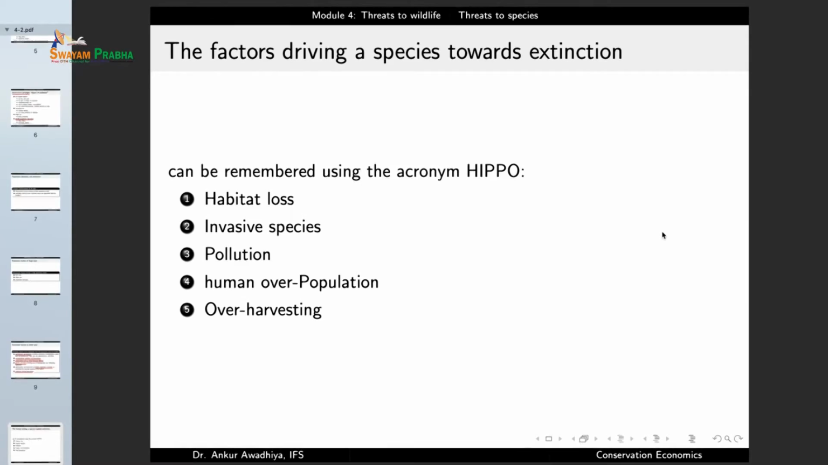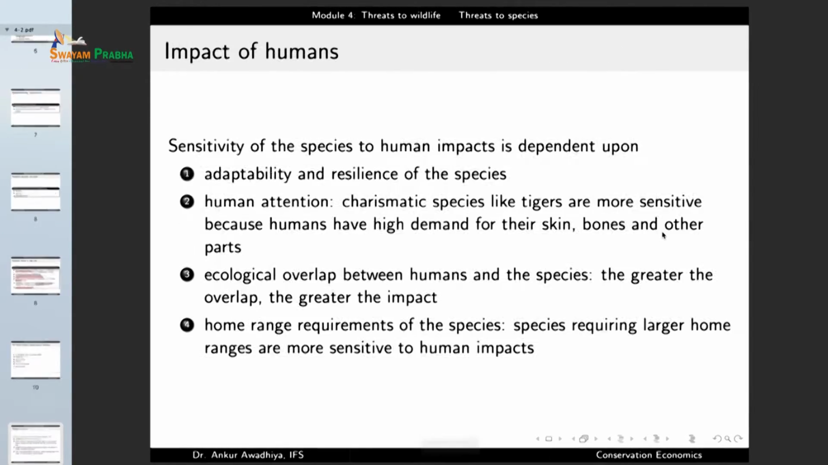So, the factors that drive a species towards extinction are these five factors: the loss of habitat, invasive species that have come into the habitat, pollution, human overpopulation, and overharvesting. Now, the impact of humans on different species is different. The sensitivity of a species to human impacts depends upon a number of factors, such as the adaptability and resilience of the species.